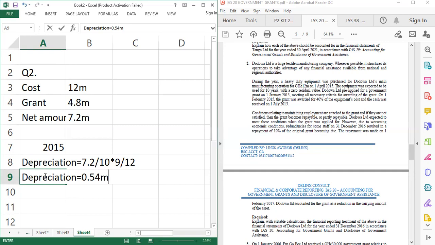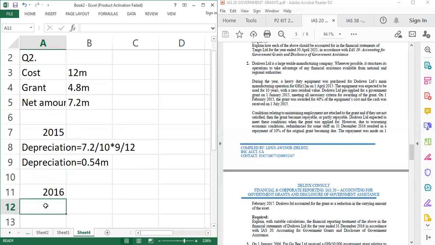No, we are using 10 years. Sorry, 9 months. Yes. Let's count to 2016. In 2016, we will still depreciate the asset before we pay, isn't it? Because the grant becomes repayable on 31st December, which is the last date.